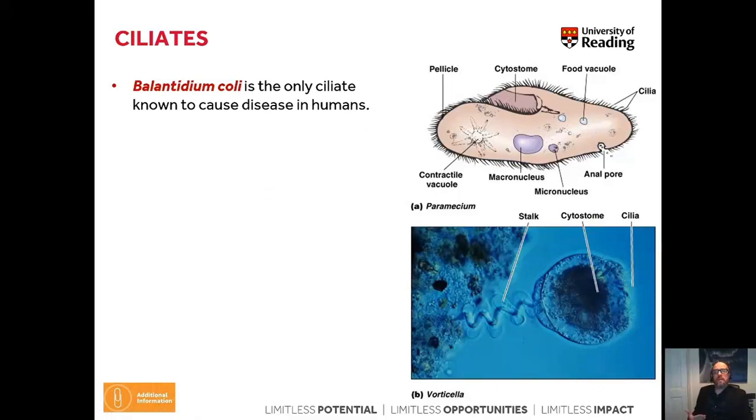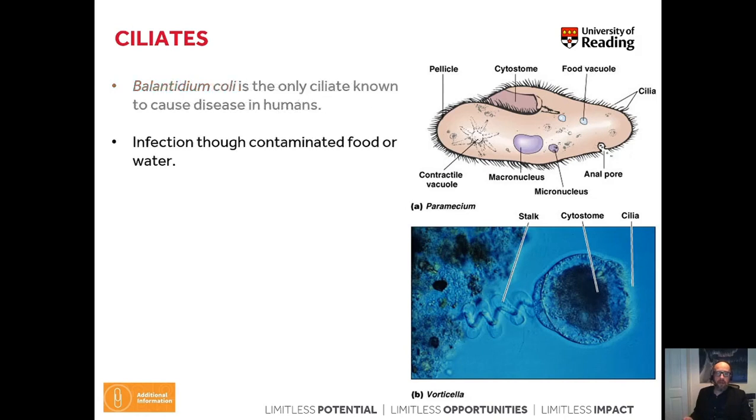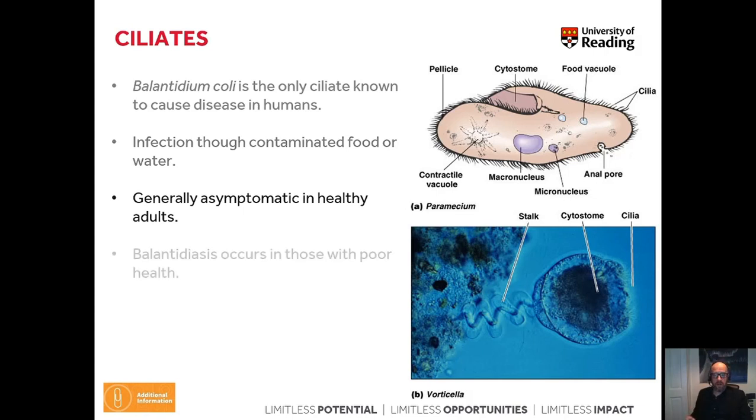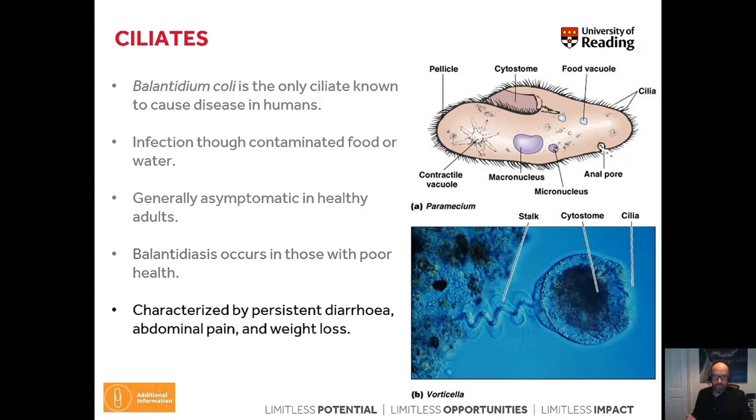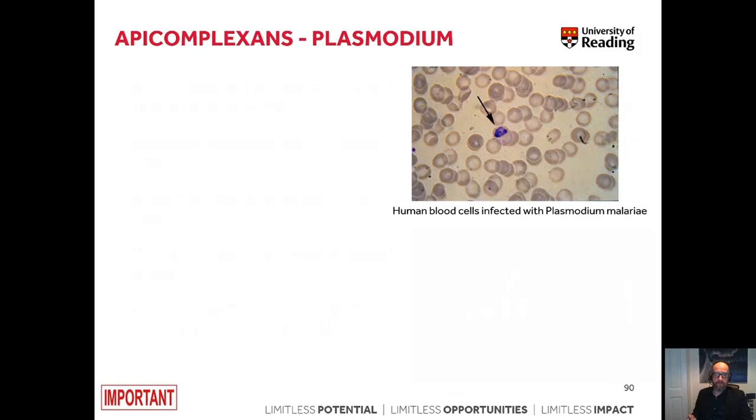Ciliates are actually not that common parasites, and Balantidium coli is the only ciliate known to cause diseases in humans. Infection occurs through contaminated food and water and is usually asymptomatic in healthy adults. However, in those with poor health, it can lead to a disorder called balantidiasis. It is characterized by persistent diarrhea, abdominal pain, and weight loss.